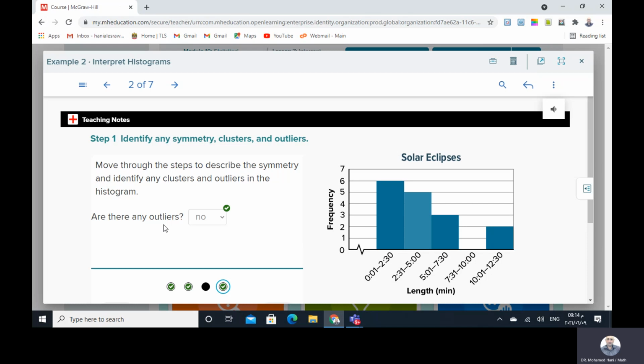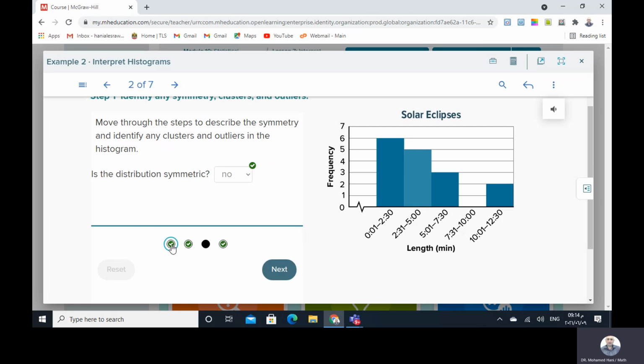So, are there any outliers? No, we don't have outliers here. Is the distribution symmetric? No. The left side is different from the right side.